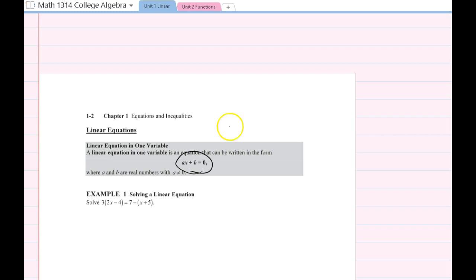For example, something that looks like 2x squared plus 5 is equal to 0 is not a linear equation because our x has an exponent to it. Same thing if we had 2 times the square root of x is equal to 7. Again, this is not a linear equation because there's a function being done to the x.